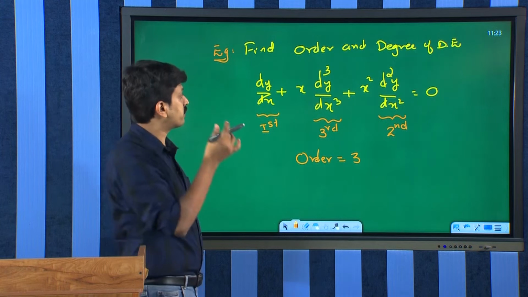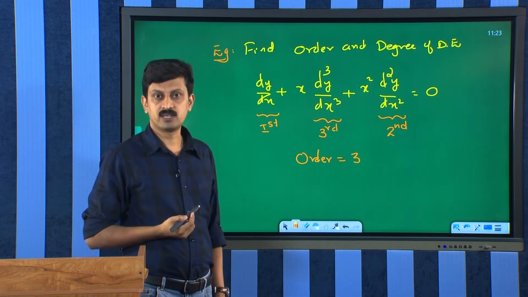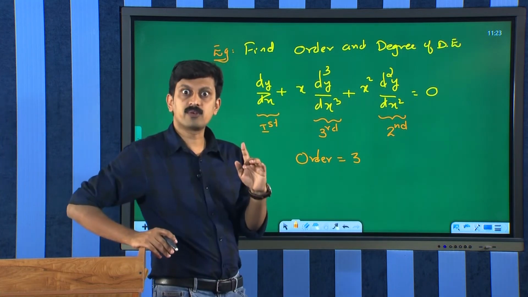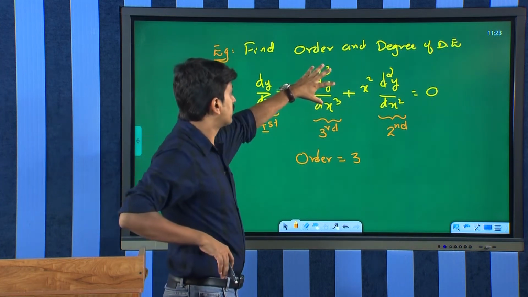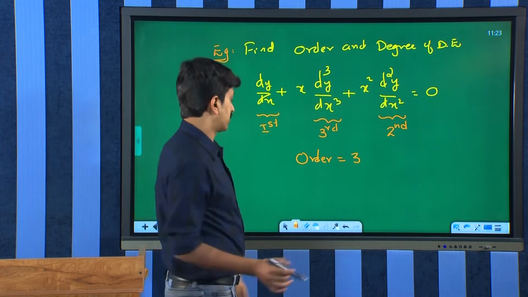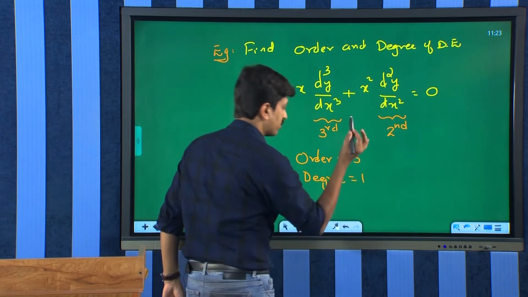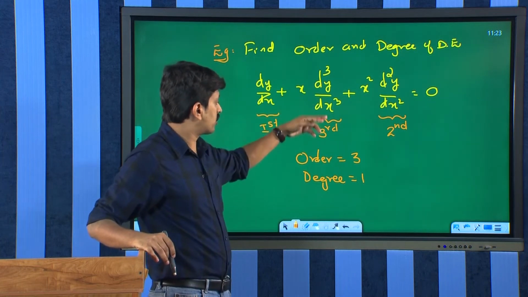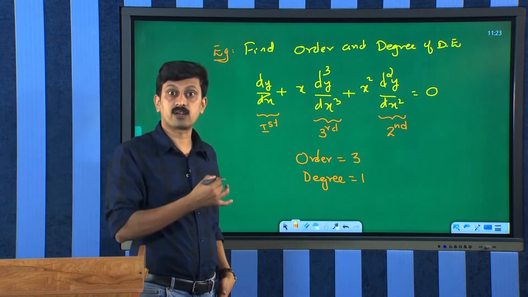And what about the degree of the differential equation? Degree is the highest power of the highest order derivative. The highest order derivative is d cube y by dx cube. Only one term of d cube y by dx cube is there in the equation. That is why we just consider that term only. So whose power is equal to 1? Therefore, degree is equal to 1. See, this is a third order, first degree ordinary differential equation, because only ordinary derivatives are involved.